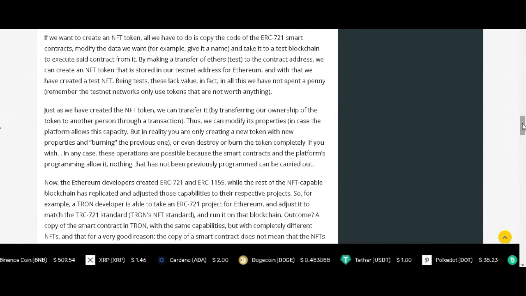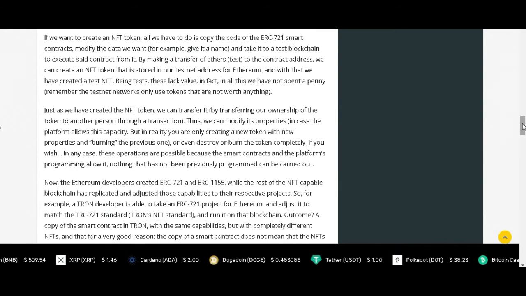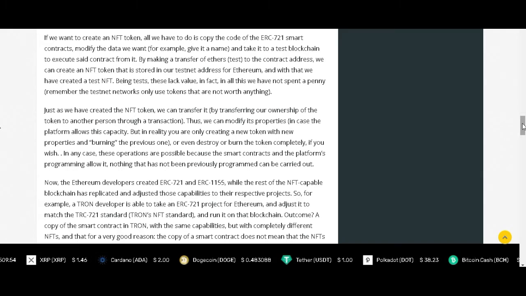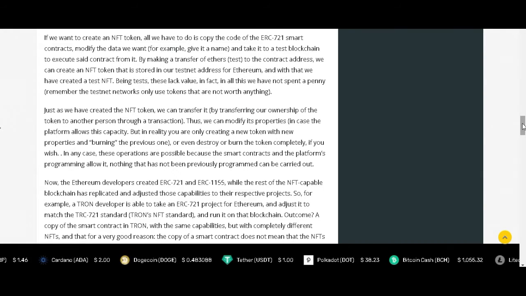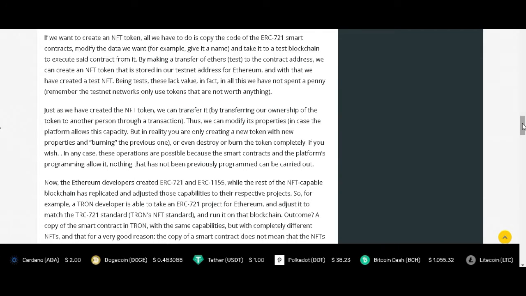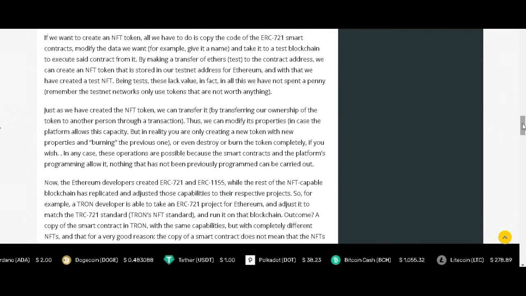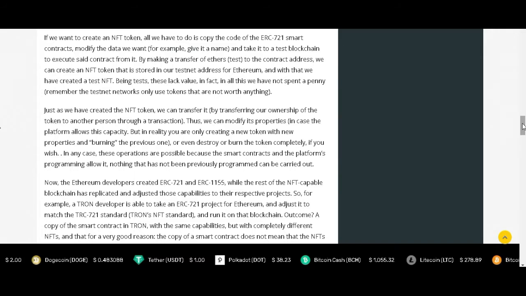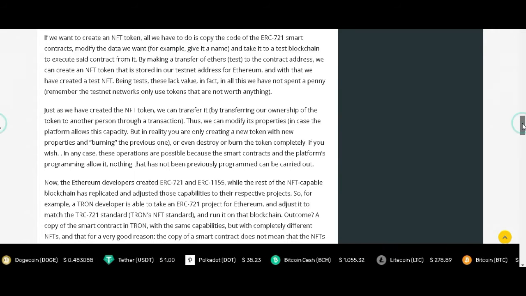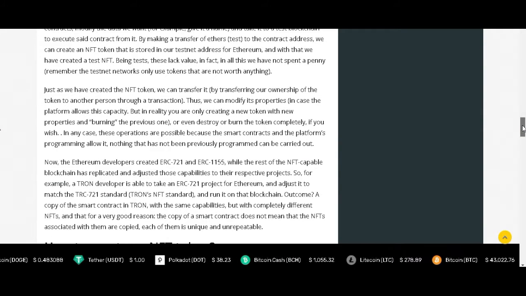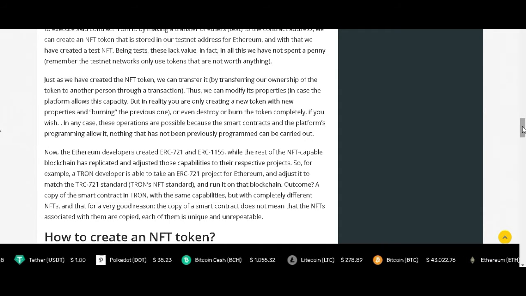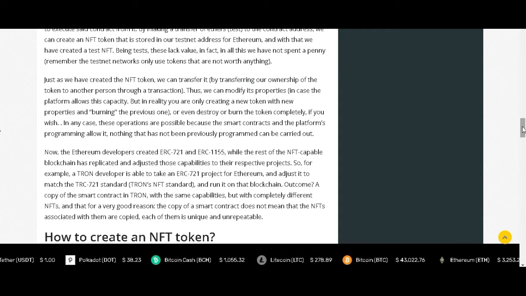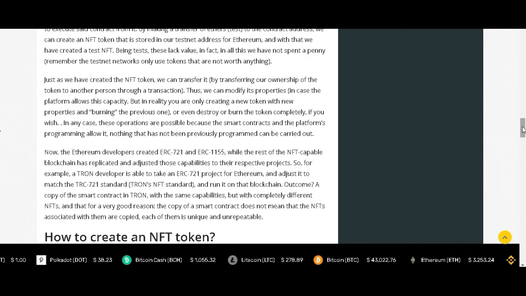Thus, we can modify its properties in case the platform allows this capacity. But in reality you are only creating a new token with new properties and burning the previous one, or even destroy or burn the token completely, if you wish. In any case, these operations are possible because the smart contracts and the platform's programming allow it. Nothing that has not been previously programmed can be carried out.